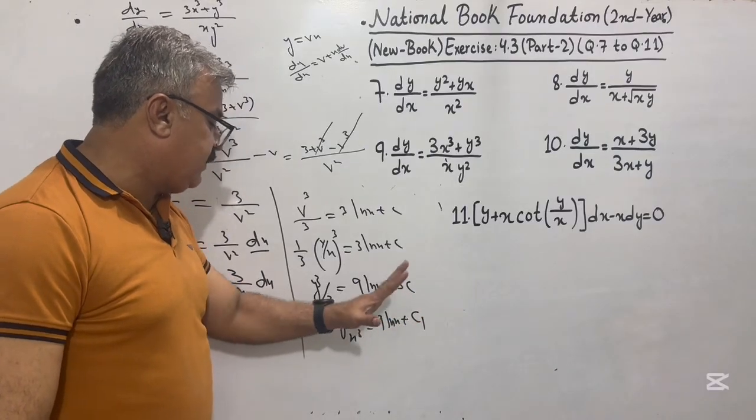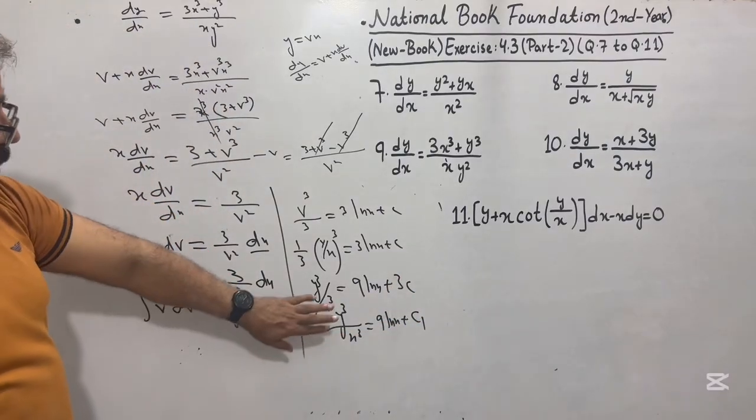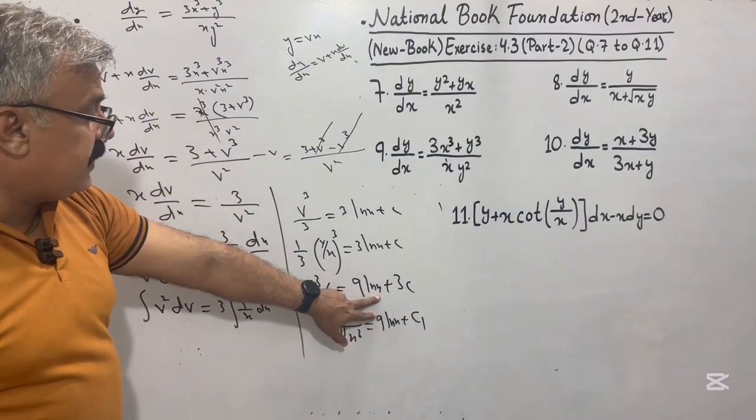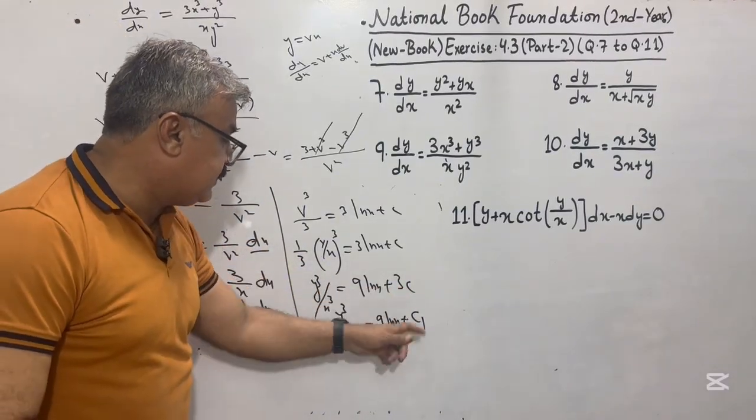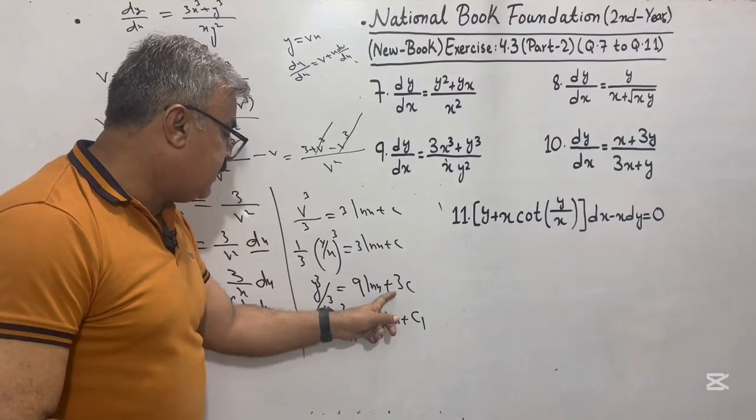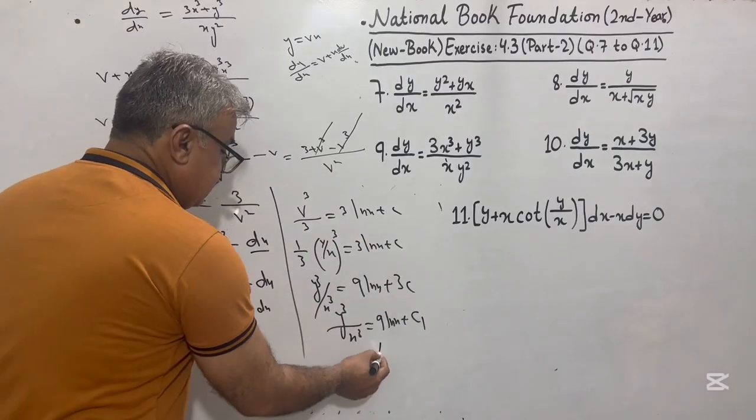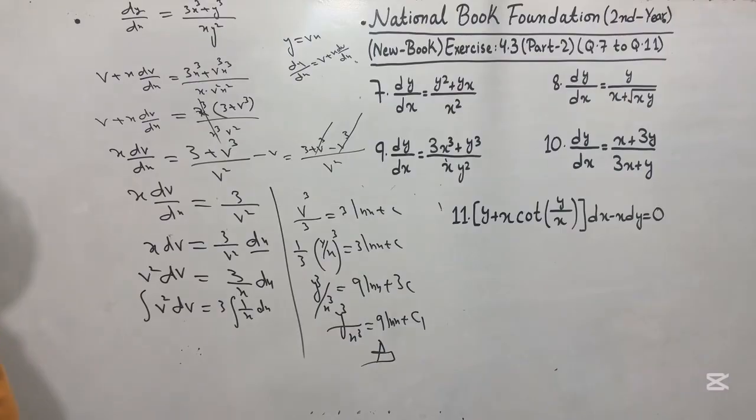I have written c1 for your convenience to give you an idea about that. Where has this 3 vanished? 3 times a constant is another constant. 3 times a constant is still a constant. That's our answer in that case. Moving towards question number 10.